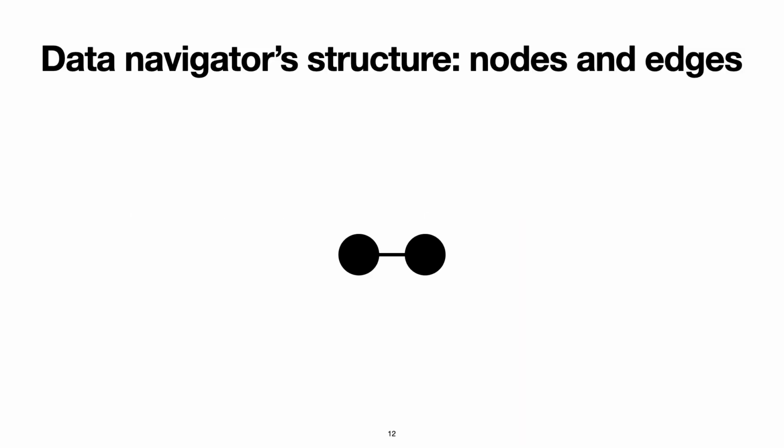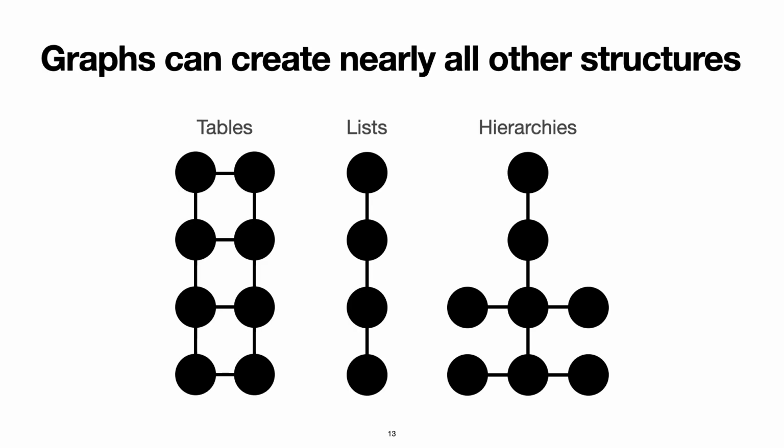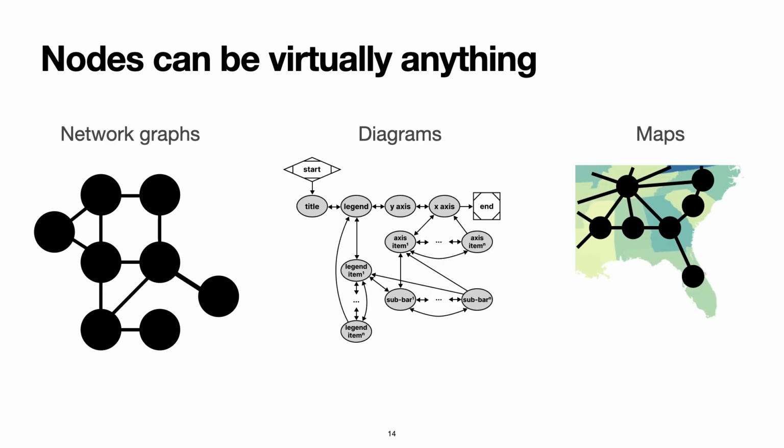So Data-Navigator is actually built on a graph structure. A graph is formed out of nodes and edges. These are our primitive elements. And nodes and edges can, of course, be used to represent almost every other data structure. They can create lists, tables, hierarchies. But they can also be used to represent network graphs, infographic and mathematical diagrams, flows, spatial structures like maps, and even custom paths through a visualization story.